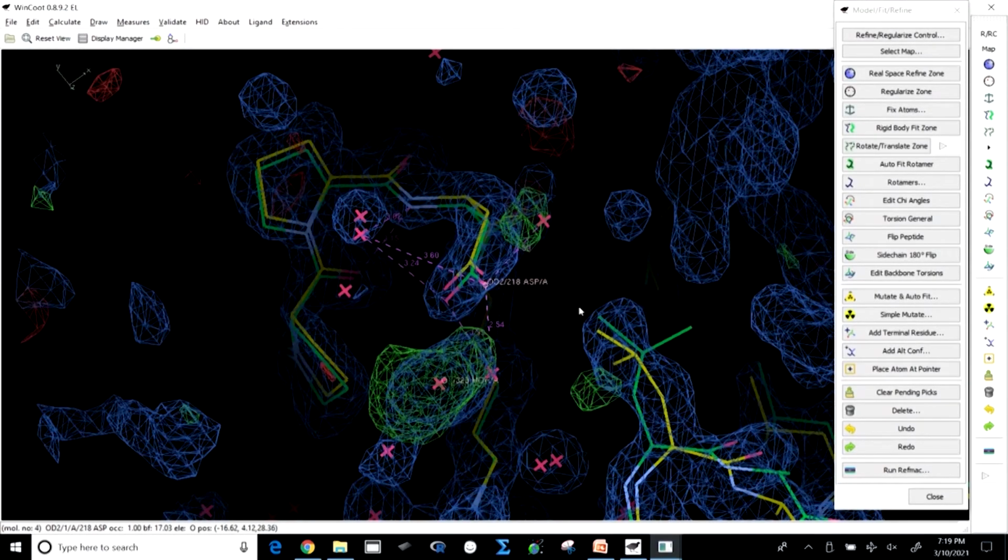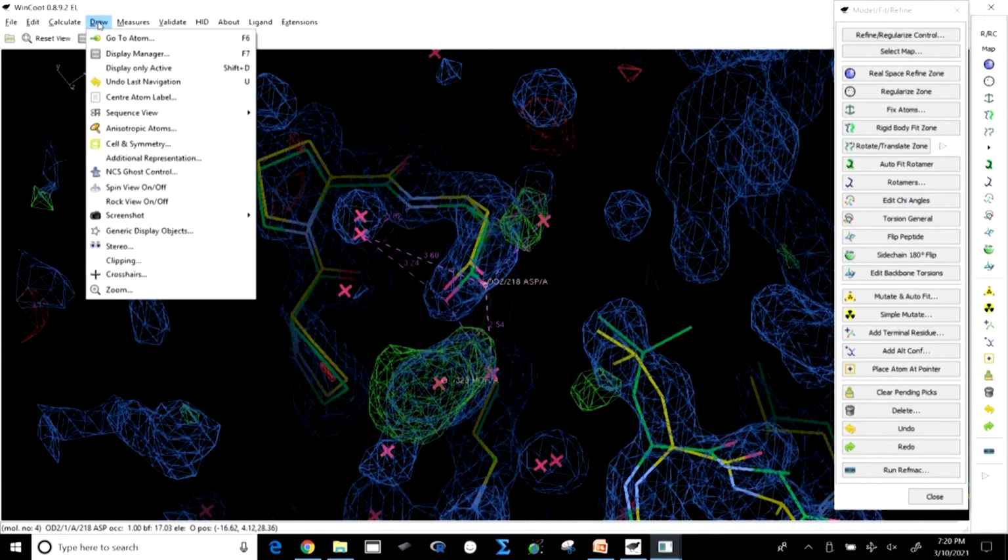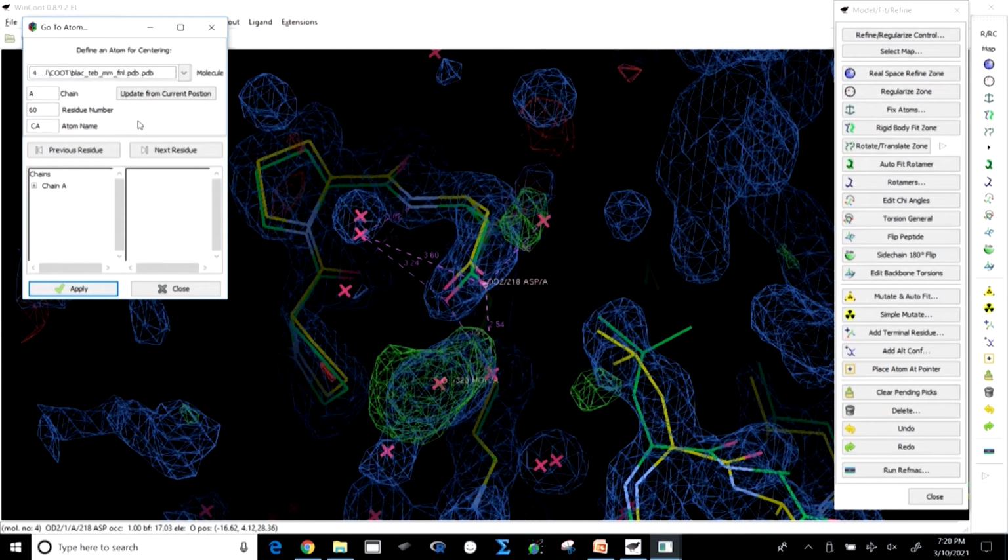So, how do we go to where the ligand is? To go to the ligand, you go to Draw, go to Atom, and then you choose the perfect PDB like TEB underscore mm, this PDB, and then you get the chain. See here the residue starts with 41. Do you know why it starts with 41?